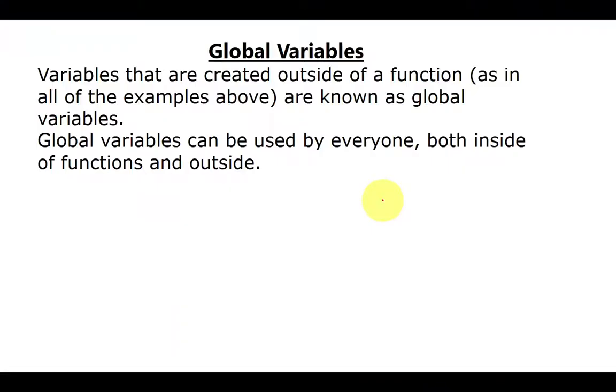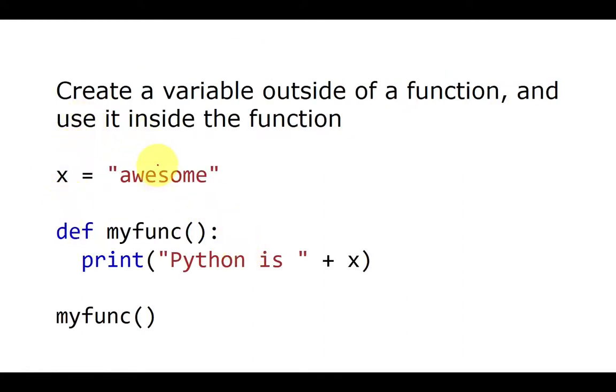Global variable. Variables that are created outside of a function, as in all of the example above, are all known as global variables. Global variables can be used by everyone, both inside of a function and outside. So right here we can see this is a variable. It's outside of the function. This is the function right here.